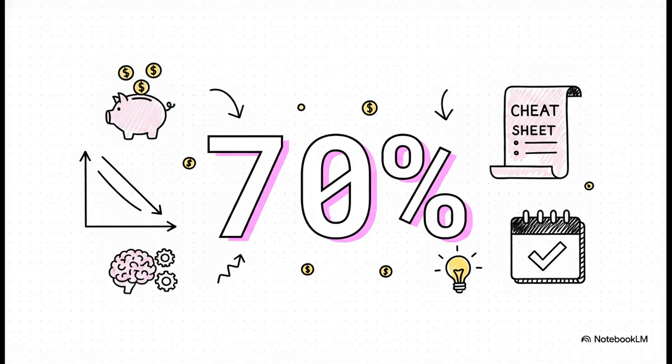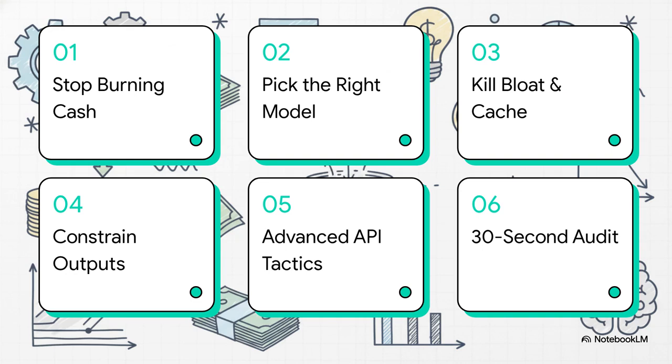But here is the good news. By applying just a few key levers from this cheat sheet, you can literally slash your AI bill by up to 70%. And the best part is you absolutely don't need a PhD in machine learning to pull this off. Honestly, if you implement even just 3 of the strategies we're about to cover, you're going to feel the financial difference this very week. So here's our game plan. We'll start with how to stop burning cash immediately, then how to pick the right model, kill context bloat, and constrain outputs. After that, we'll hit some advanced API tactics, and finally wrap up with a quick 30-second daily audit.